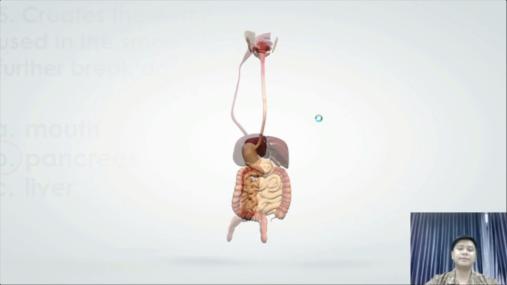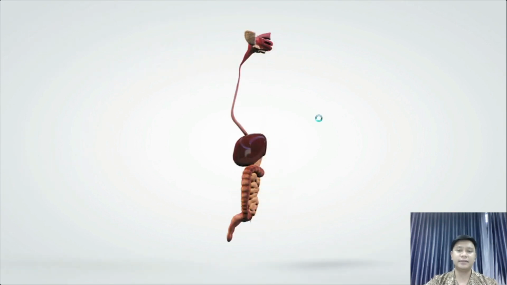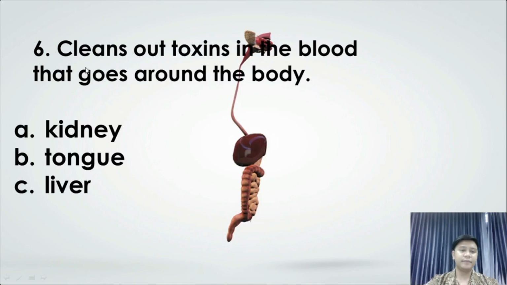So next, question number 6. Okay? So cleans out toxins in the blood that goes around the body. So what is the answer? Remember the word cleans out toxins. Cleans out toxins. Is it A, kidney, B, tongue, or C, liver? What is the correct answer? Very good. Letter C, liver.